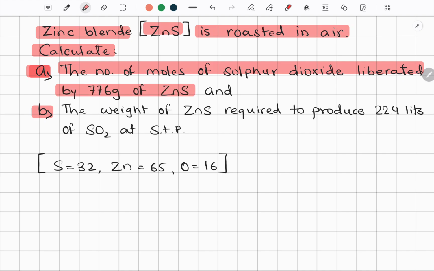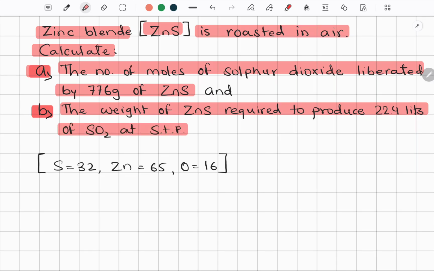The first part says that when zinc blende is roasted in air, we have to calculate the number of moles of sulfur dioxide liberated by 776 gram of zinc sulfide. Okay, that's what we have to calculate. And in the second part, part B, we have to calculate the weight of ZnS required to produce 22.4 liters of SO2 at S.T.P. Okay, so let's start this question with part A.